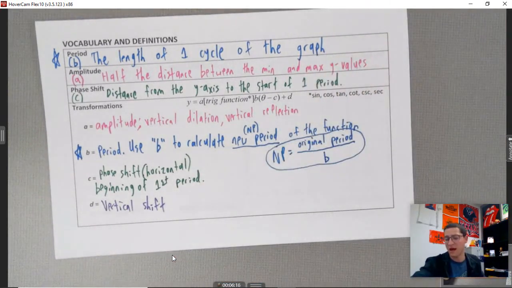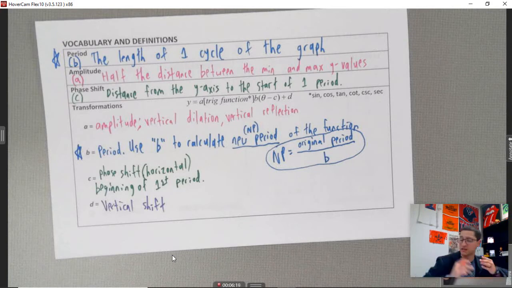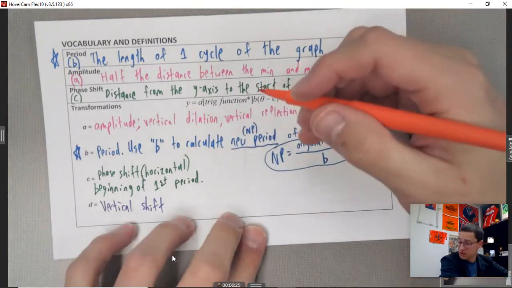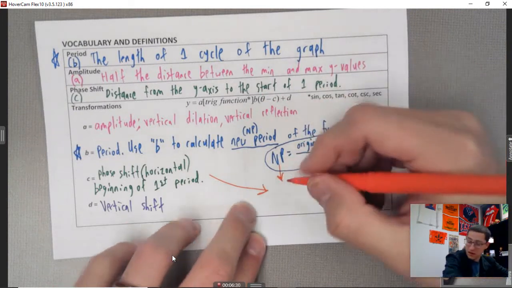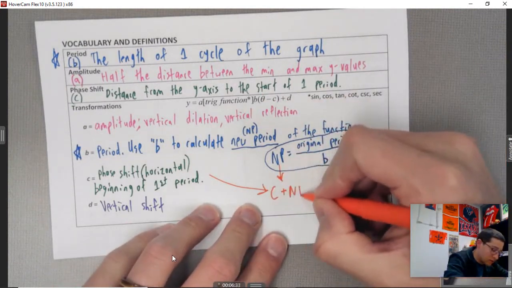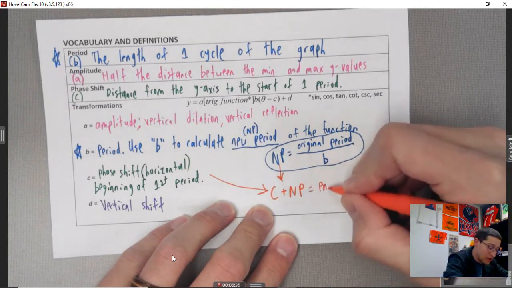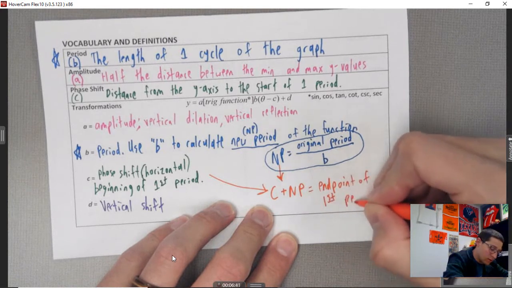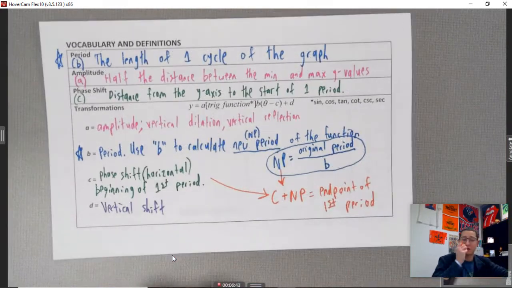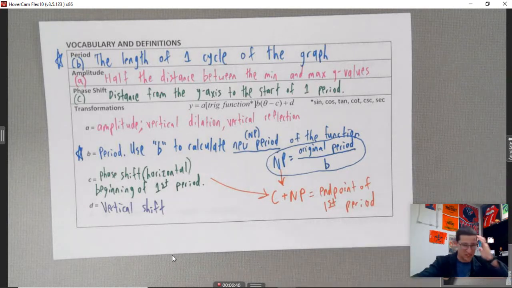Now, there's one thing I want to add, and that is the end point of the first period. Essentially, if you take your C and your new period, so C plus your new period equals the end point of the first period. Now that's a lot of vocab that we haven't actually seen, and truly to get a picture of what all that is, let's jump in, starting with sine.